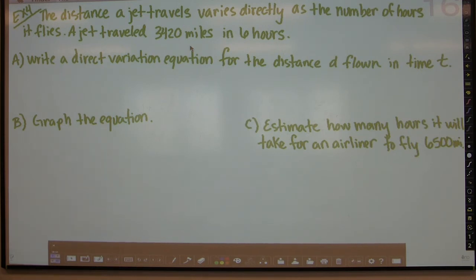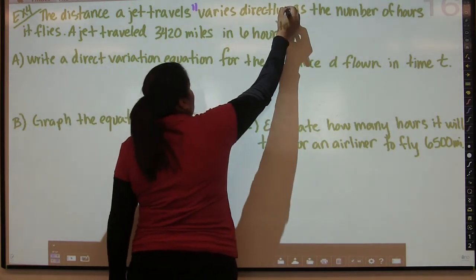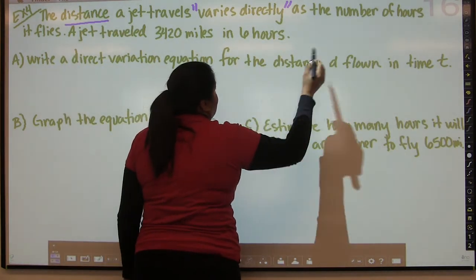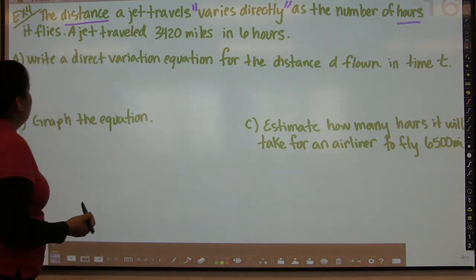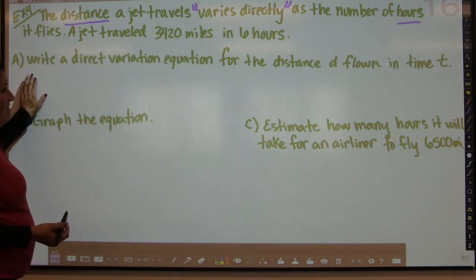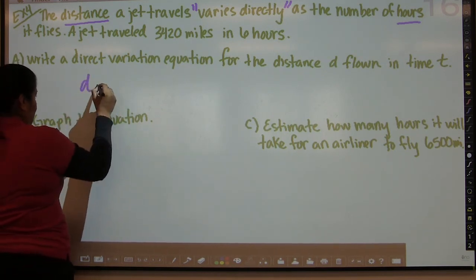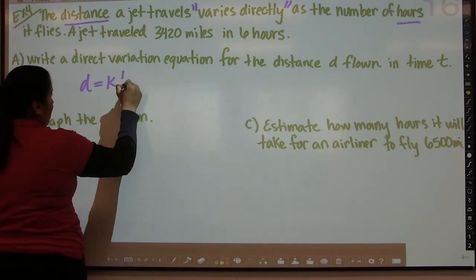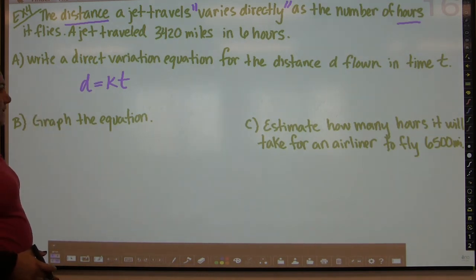So it says here the distance a jet travels varies directly, and there's that phrase again, varies directly. So we have that distance varies directly as the hours, which is usually time. So in this case, they're telling us specifically in part A that they want distance to be called d. So instead of saying y equals kx, we're going to use d equals k, and they want time to be t. So an x is going to be a t instead of an x. But it's the same idea, so d equals kt.